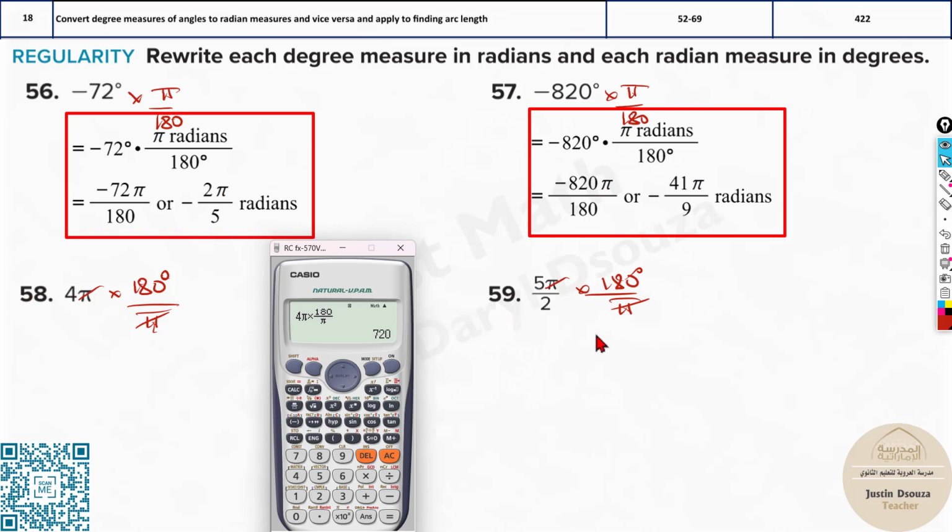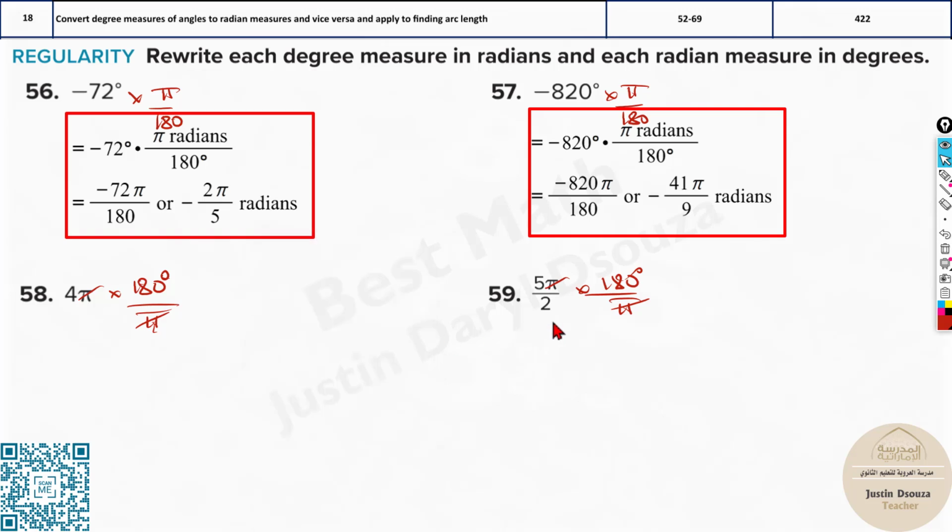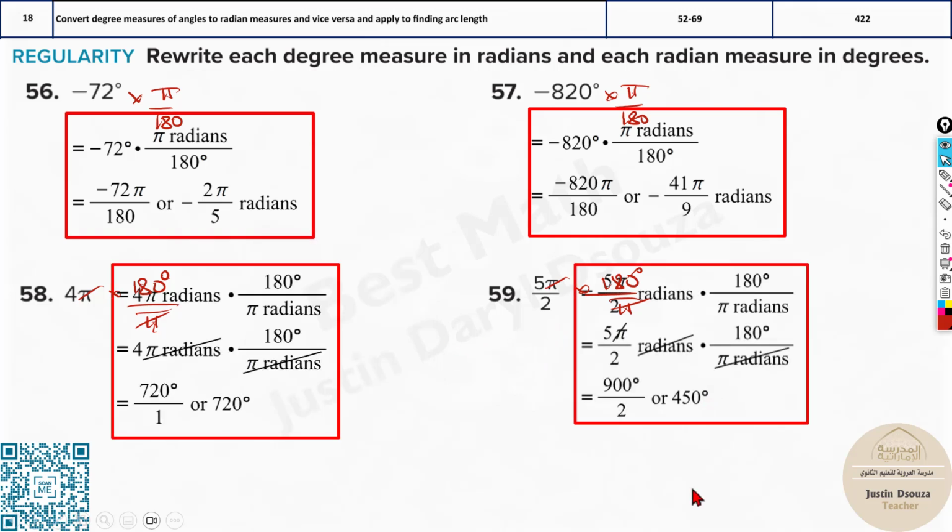For this one, all you do is just change this first part and you will get the answer. So these are the answers. You don't need to write all this because it's an electronic part. All you need to do is put it in the calculator and solve it.